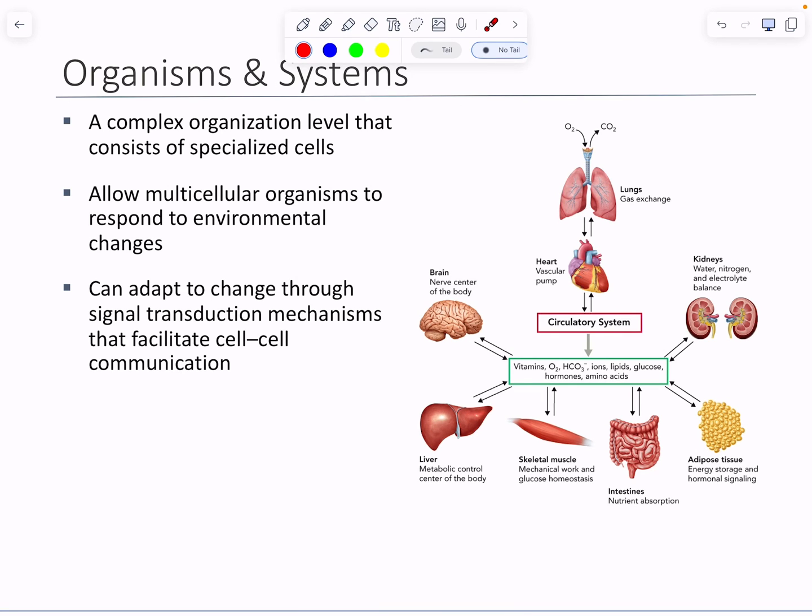All right, so we're going to wrap up the last part of chapter 1 and start chapter 2 today. So we're not going to spend a lot more time on organization in biological systems. We talked a little bit about cellular specialization last time.